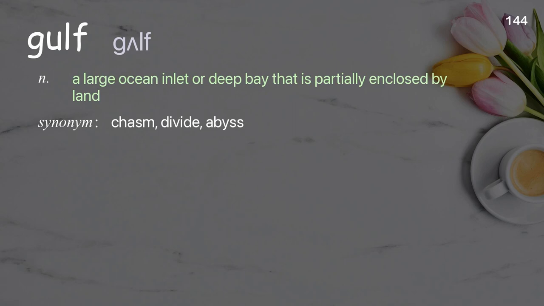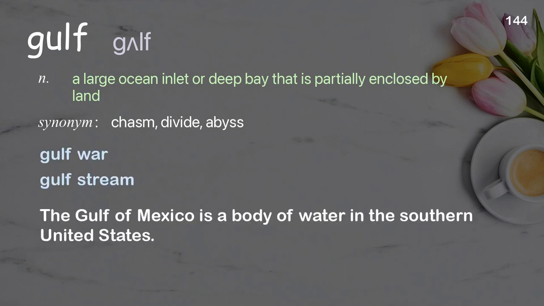Gulf. A large ocean inlet or deep bay that is partially enclosed by land. Examples. Gulf War. Gulf Stream. The Gulf of Mexico is a body of water in the southern United States.